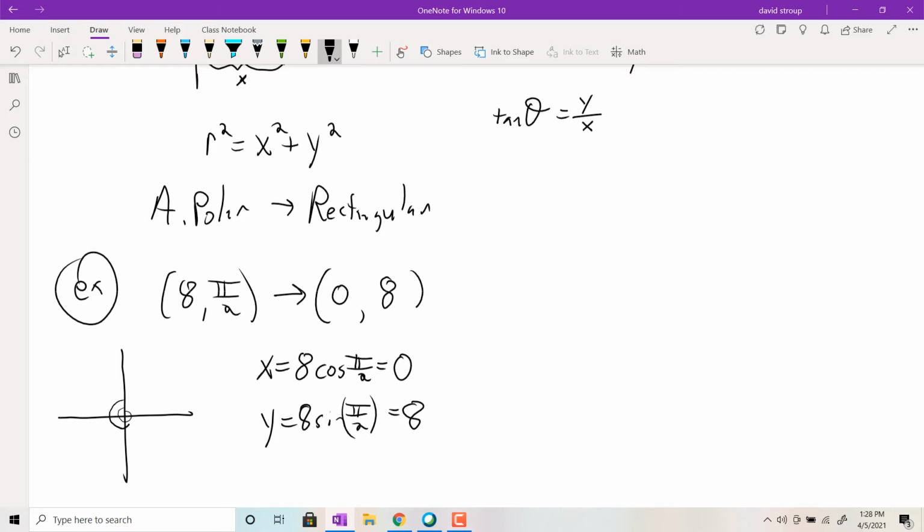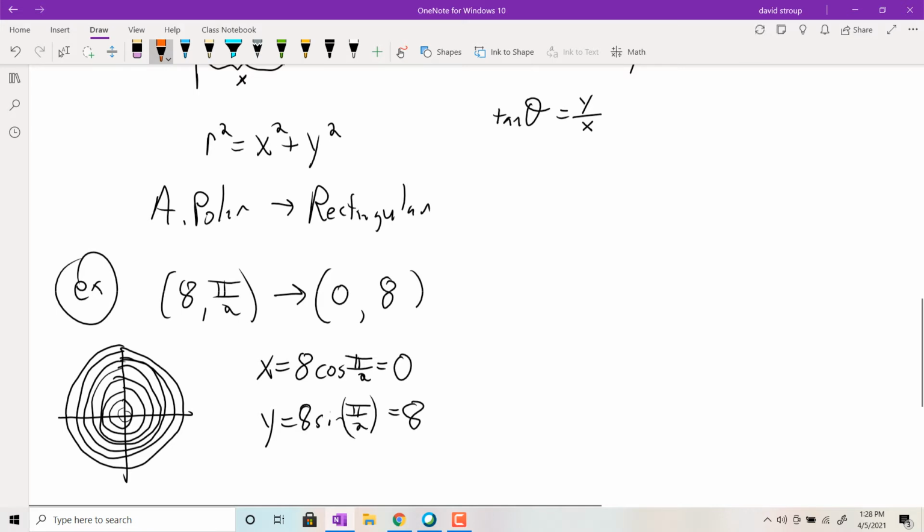Using our polar coordinate system, I've got to draw like 8 circles, so bear with me. 1, 2, 3, 4, 5, 6. I should have just gone by 2s or something. 7, 8. Ugh. Okay. So I rotate by pi over 2. That'll be this line here, and then I go out 8.